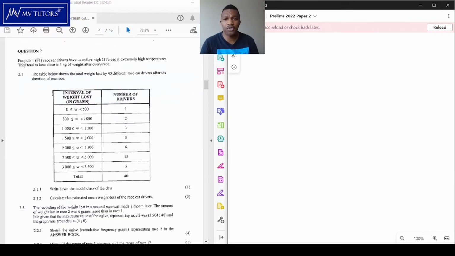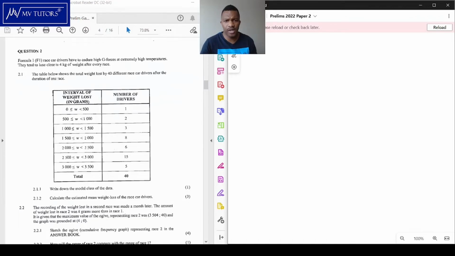Okay, but let's read number 2. Question 2. Formula 1, F1 race car drivers. I love F1. I still watch it every week when it's playing. Well, I just watch the highlights, but you know, I watch the game. Drivers have to endure high G forces at extremely high temperatures. They tend to lose close to 4 kgs of weight after every race. 4 kgs.